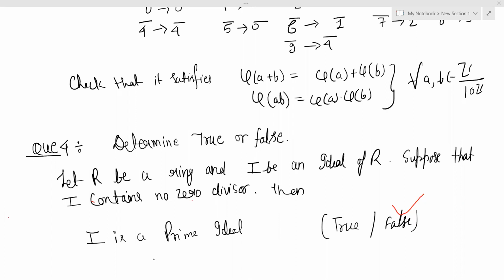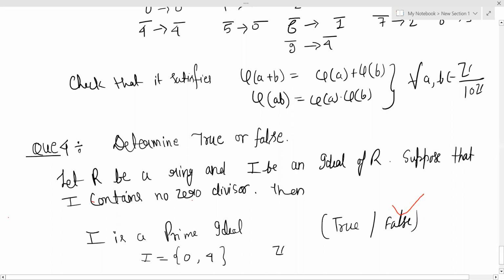Nagmani? Sir, one example, sir. Z8. I equals the set {0, 4}. It is an ideal but not a prime ideal. Okay, you are looking at the ring Z8, so R equals Z8. You are saying that this is an ideal but not a prime ideal.